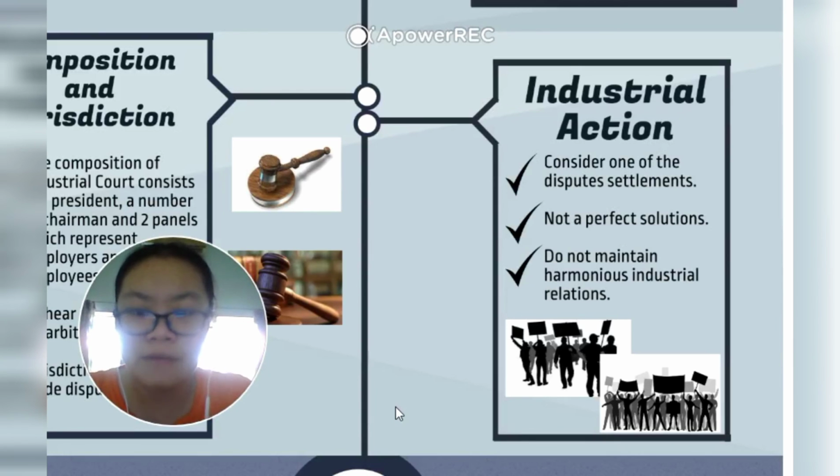However, it is not a perfect solution. Although the objective is to discontinue the dispute, it is unable to maintain a good industrial relationship. Three legitimate techniques are picketing, strike, and lockout to settle disputes. It is under Part 9 in the Industrial Relations Act 1967.